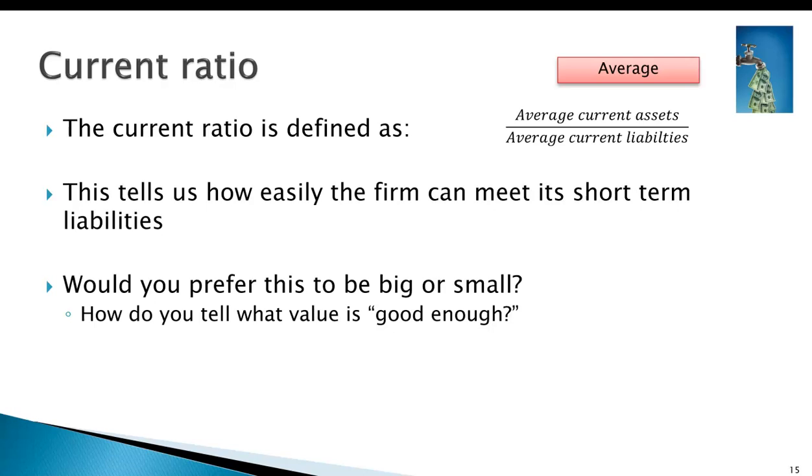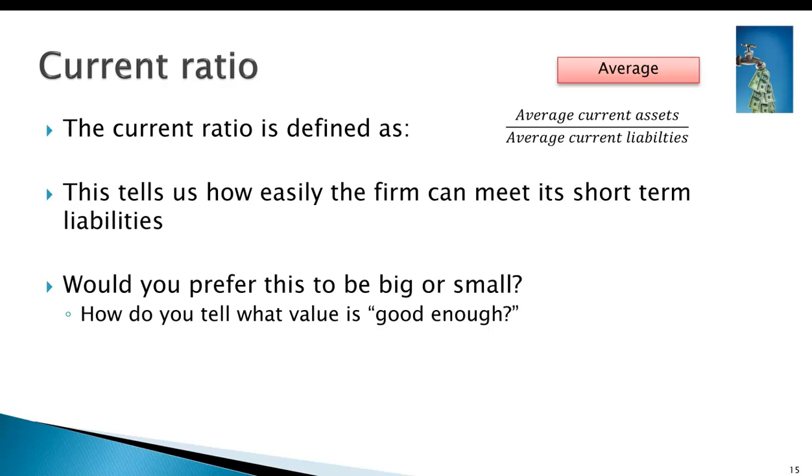And then current liabilities are things you have to pay soon. Usually the largest one of these is accounts payable. So you've ordered some goods from a supplier and you've received them, but you haven't paid for them yet. You have to pay for them really soon. And so this is just a measure of how easy it will be for you to pay your short-term debts. The slide here says, would you prefer this to be big or small? Well, obviously you want to be more than one. You'd like to have the ability to pay your short-term debts easily. So you want to have enough cash around that you can do that.